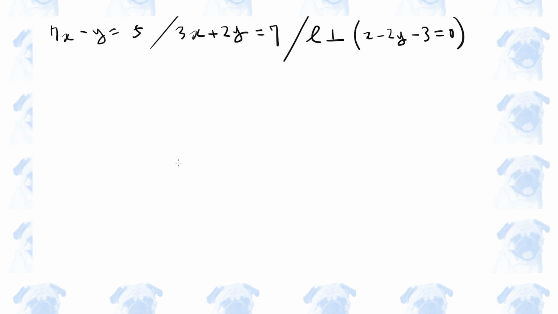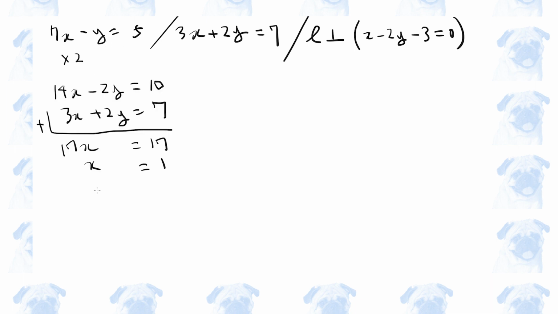Now, because the line L passes through the intersection of these two lines, let's find the coordinates of the point of intersection. I'm going to multiply both sides of the first equation and substitute this value of x into the first equation. So the point of intersection between these two lines is at 1, 2.